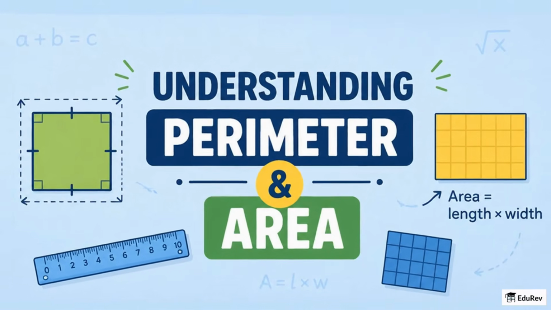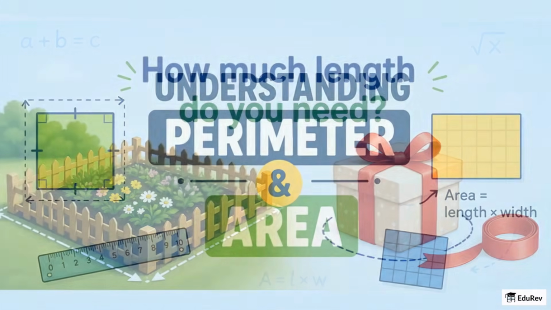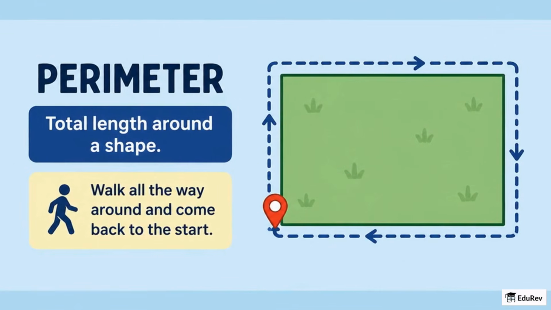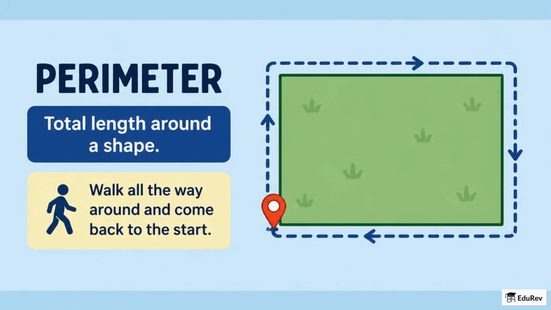Let's understand perimeter and area in this video. Have you ever measured a fence around a garden? Or wrapped a ribbon around a gift and wondered how much length you need? Perimeter is simply the total length around a shape. The distance you walk if you go all the way around and come back to the start.